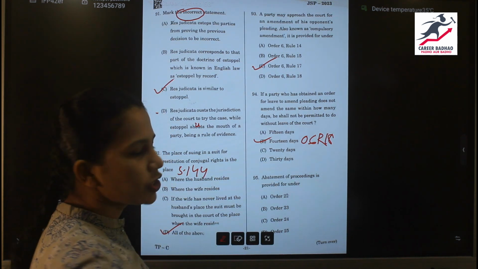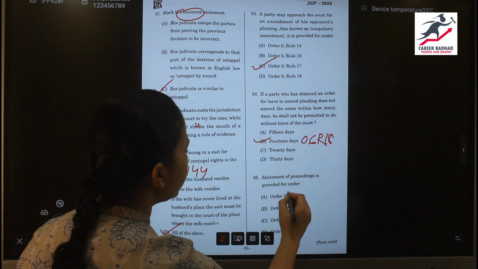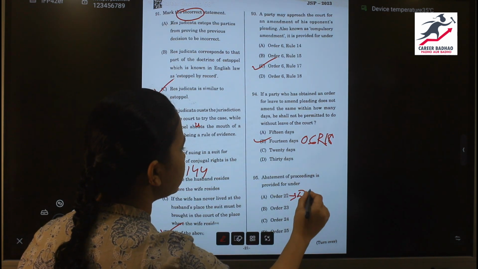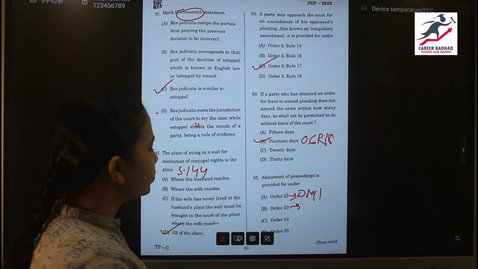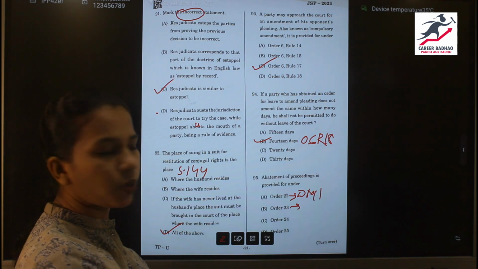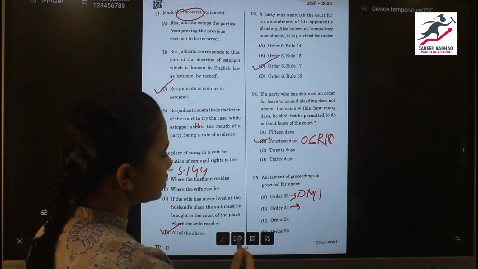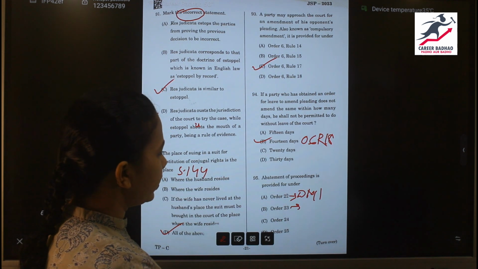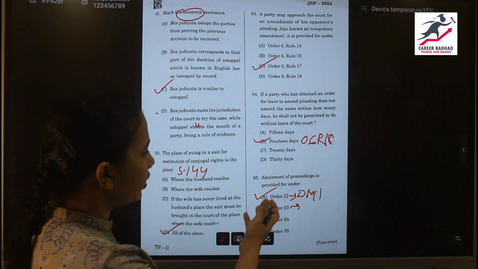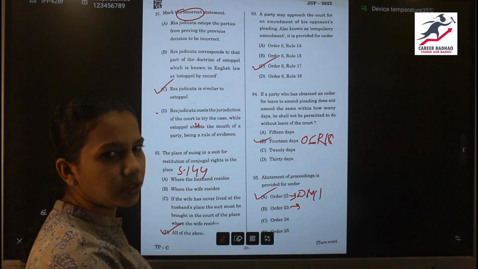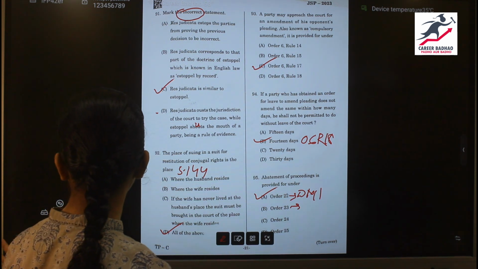Now let's move to question number 95. Abatement of proceedings is provided for under Order 22, which deals with death, marriage and insolvency of parties, or Order 23 which deals with withdrawal and adjustment of suits, Order 24 payment into court, or Order 25 that is security for costs. Here abatement of proceedings, it is very clear that it corresponds to Order 22. We can find this provision under Order 22, that is death, marriage and insolvency of party, wherein the suit can abate.